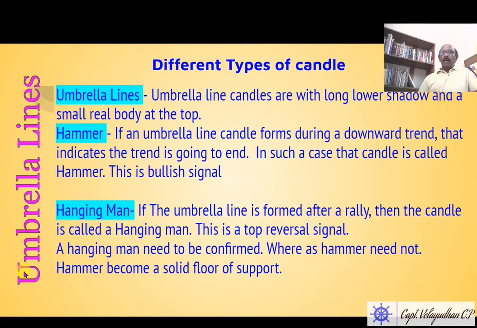Umbrella line candles. Umbrella line candles have a long lower shadow and a small real body. As we call it an umbrella, the lower shadow is long.